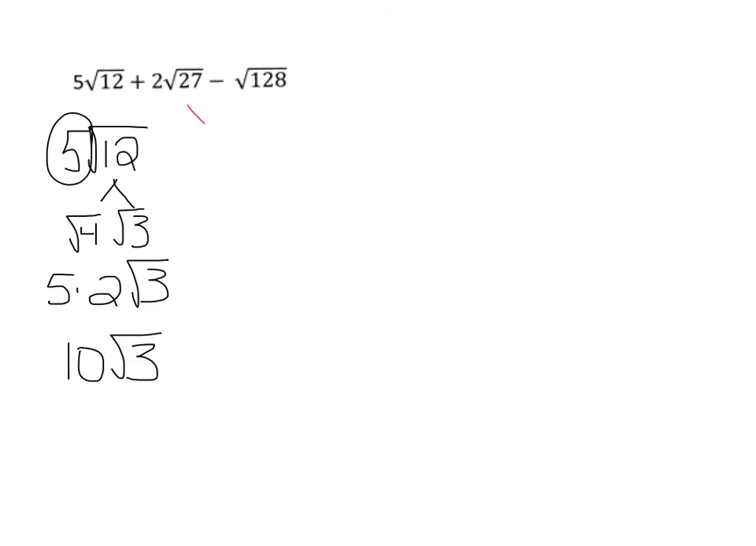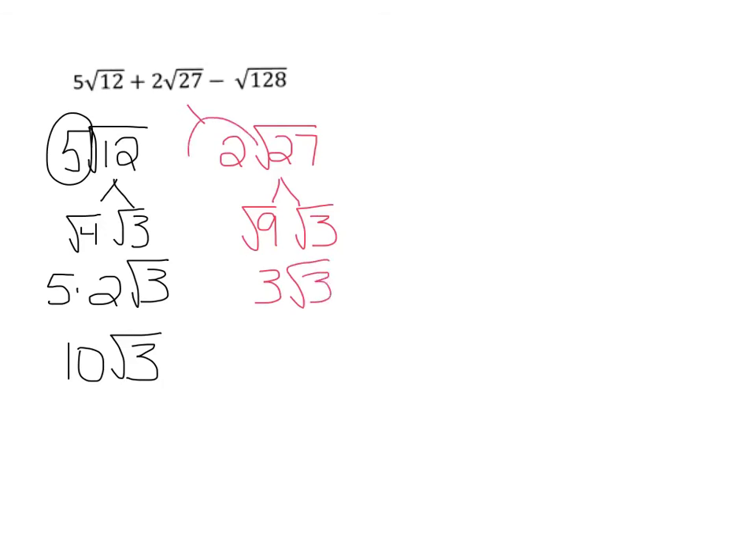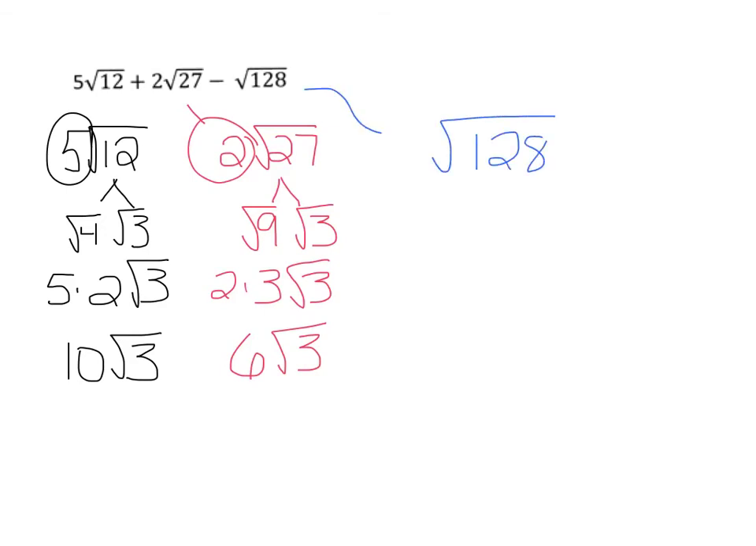Now let's look at my next one. I have 2 square roots of 27. What perfect square can go into 27? Well, I know 9 can. 9 times 3 is 27, and 9 is a perfect square. The square root of 9 is 3, and I'm left with the square root of 3. Bringing that 2 down, I have 2 times 3, which is 6, and then I have the square root of 3 still. My last term is the square root of 128.